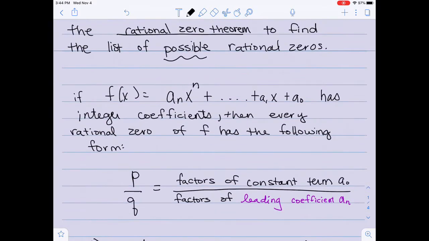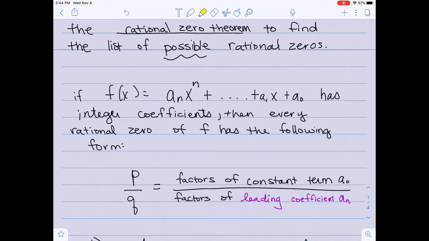And here's what this means. The rational root theorem says this: if f of x equals some coefficient on the leading term, we call that a sub n, on the biggest term, plus some values in the middle, plus the coefficient on the linear term, plus this constant term, a sub 0, and they have integer coefficients, meaning they have some real number, then every rational zero of f has the following form.